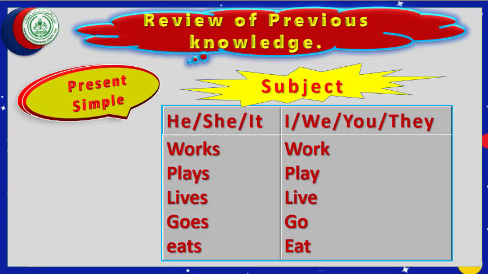In our previous lesson, we also discussed that in present simple tense, if the subject is he, she, it, we write S with the first form of the verb. But if the subject is I, we, you, they, we don't use S with the first form of the verb.